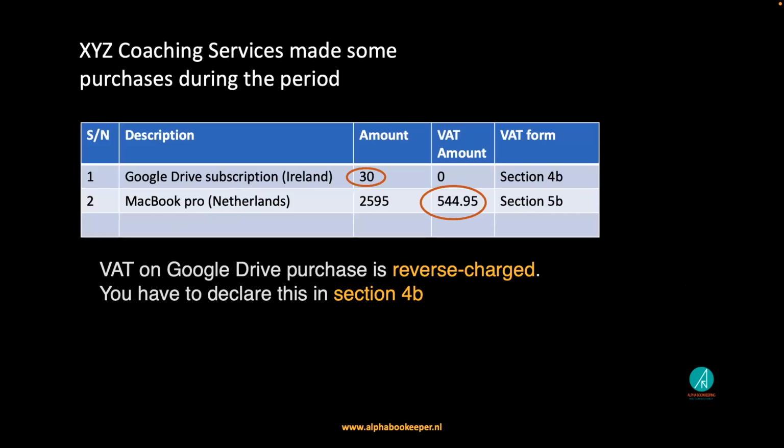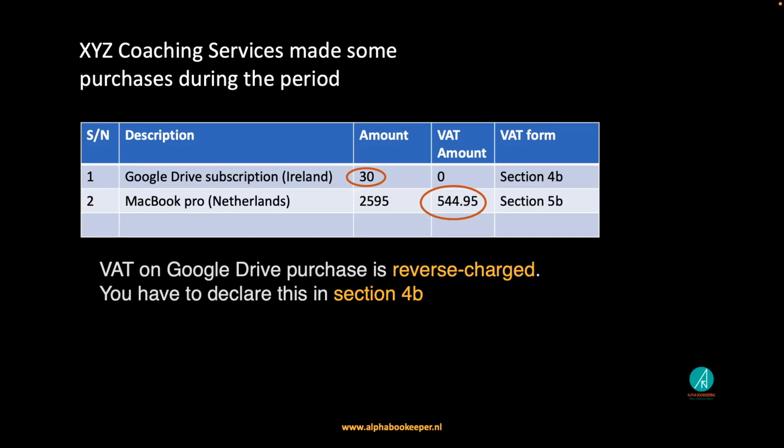During the same period, the business made purchases for Google Drive subscription, 30 euros. Again, because it is for a company within the EU zone, 0% VAT is applicable, but it has to be recognized under section 4B. You have to account for that VAT in the Netherlands because that is the policy. The location where the person is going to consume the goods is where the VAT will be recognized.